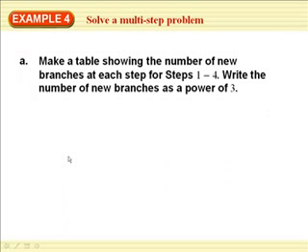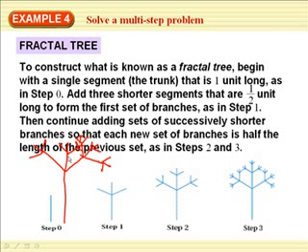Make the table of new branches at each step for 1 through 3. Write the number of new branches as a power of 3. Okay, so step 1, let's go back here. In step 1, we added 3 branches. So that's going to be 3 to the first power because there's only 1 3. Here we added 1, 2, 3, 1, 2, 3, 1, 2, 3. So here we added 9, which is 3 to the second.